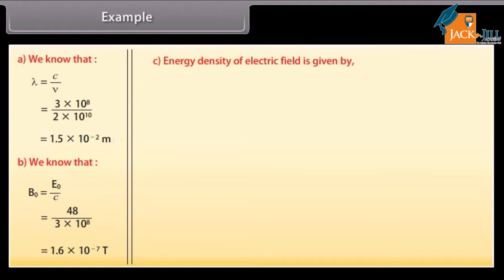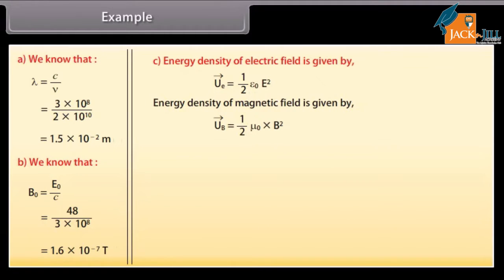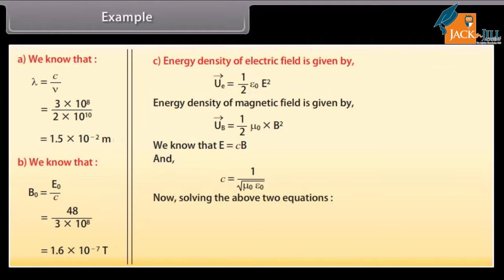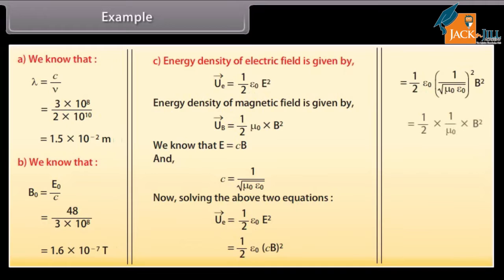Energy density of electric field is given by half epsilon naught E square. Energy density of magnetic field is given by half mu naught B square. We know that E is equal to CB and C is equal to 1 upon under root mu naught epsilon naught. On solving the above two equations, we get average energy density of electric field equals the average energy density of magnetic field.